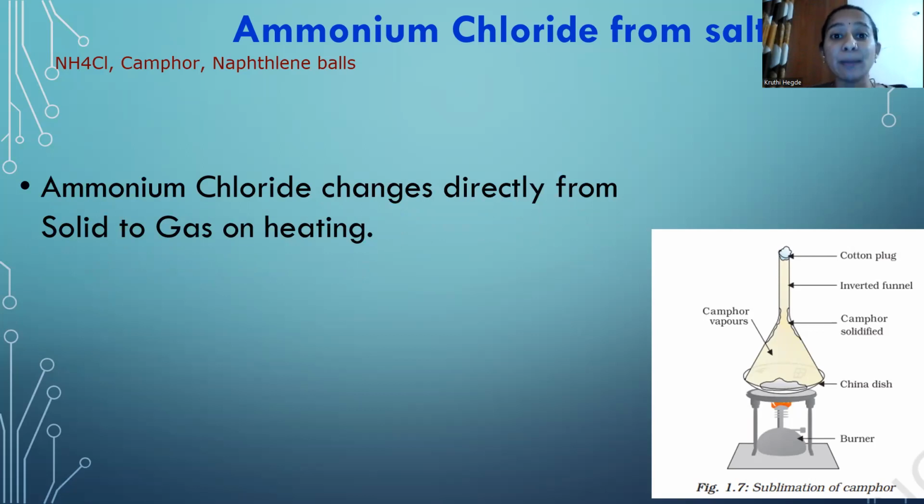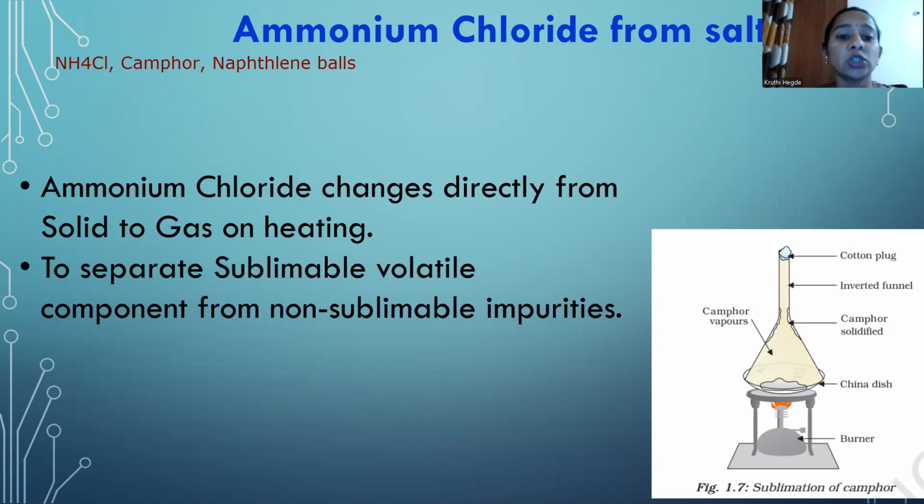The substances which can sublime are called sublimable substances. So, ammonium chloride directly changes from solid to gas on heating without reaching the liquid state. So, it can undergo sublimation. Whereas common salt, which we use in our kitchen, does not undergo sublimation. When we heat it, it requires a very high temperature to melt, but it will not sublime as ammonium chloride does because it is a non-sublimable substance. So to separate a sublimable volatile substance from non-sublimable impurities, we'll go for the technique of sublimation.